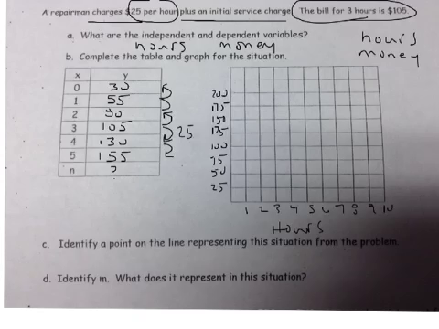At 0 hours worked, it was $30, which would be about right there. At 1 hour worked, it was $55, which would be about right there. At 2 hours, it was $80, which would be right there. At 3 hours, it was $105. And so you can kind of start to see that this would be the graph.